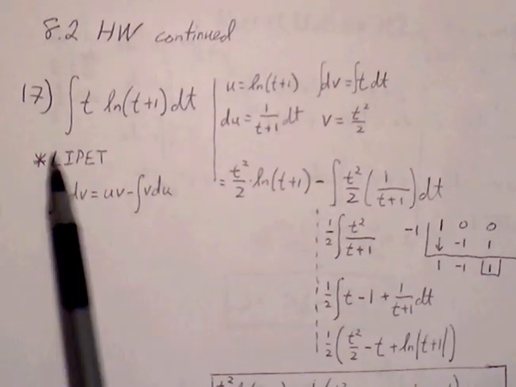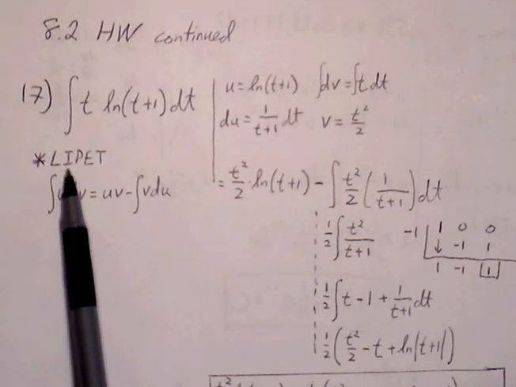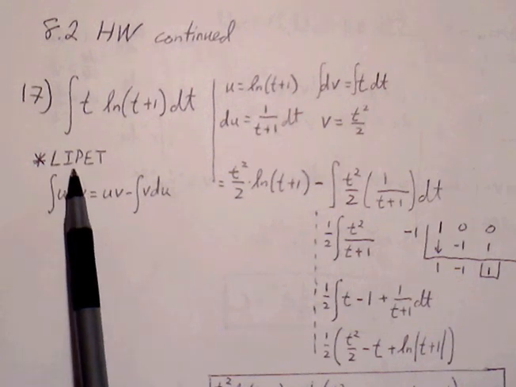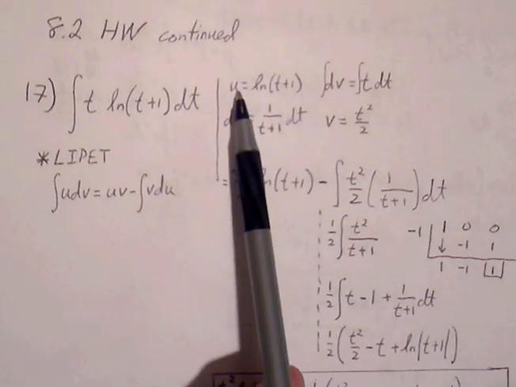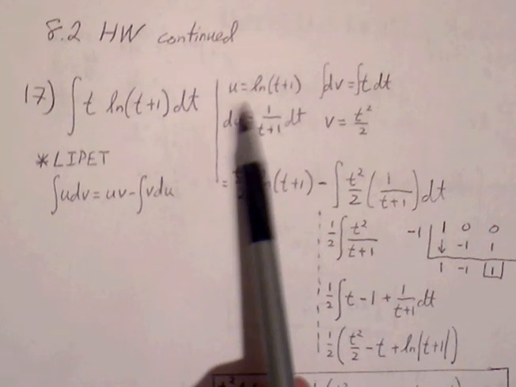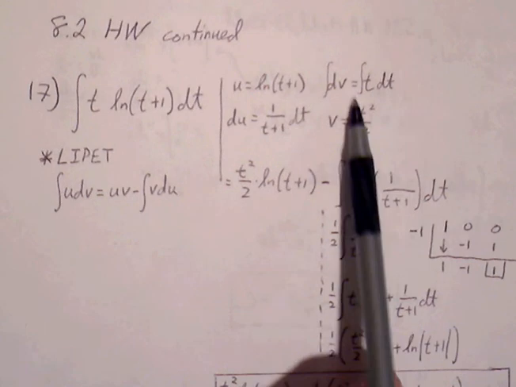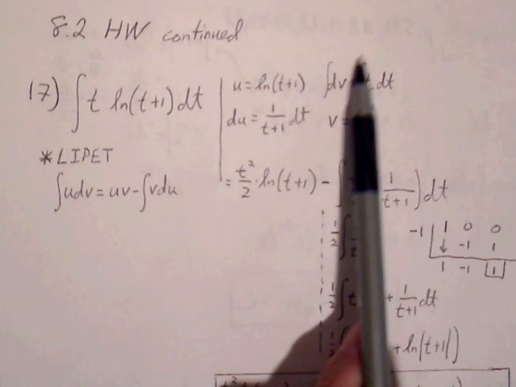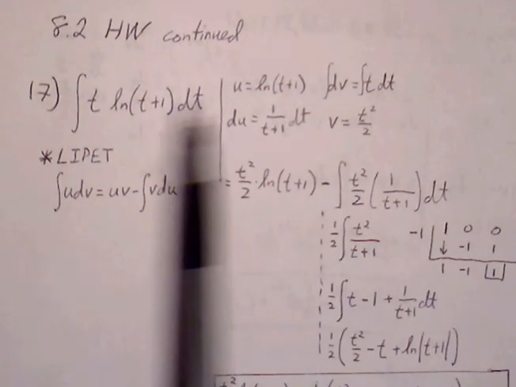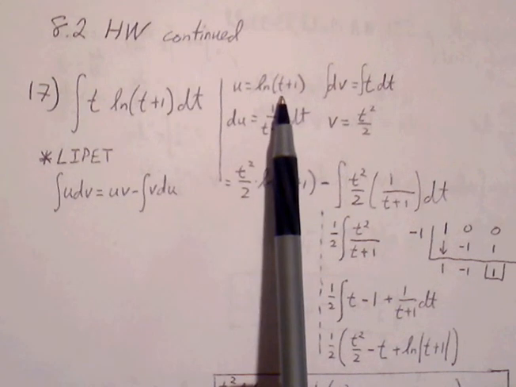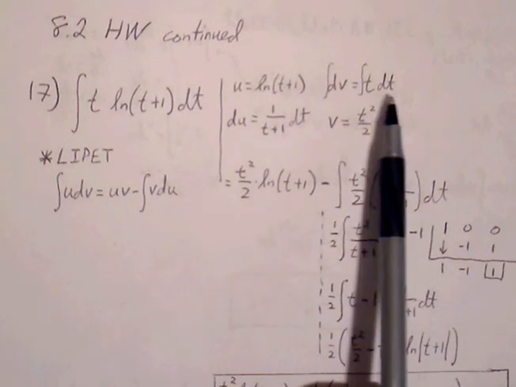Okay, the reason why logs always come first, and inverse trig, is because we don't have integral rules for these two types of functions. So that's why we can never put logs or inverse trig as dv, because we'll be stuck not having a rule available to us to use. So our u value is natural log of t plus 1, and so our dv is t dt.